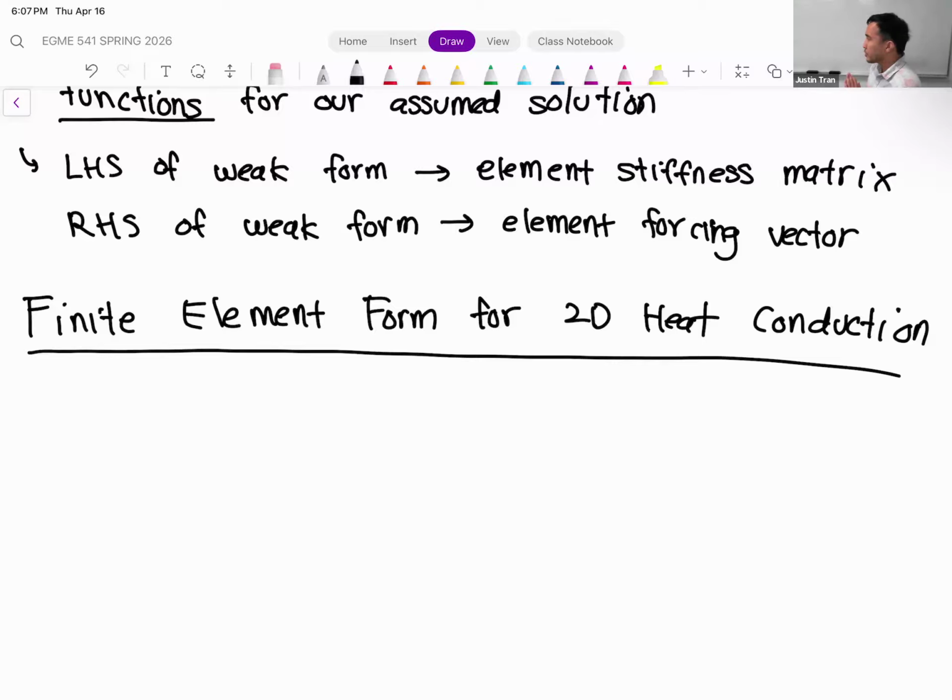So just like our one-dimensional problem, our weak form here is going to form the basis for our finite element form. But there's going to be one important change. Currently our weak form requires us to integrate our equations across our entire domain.